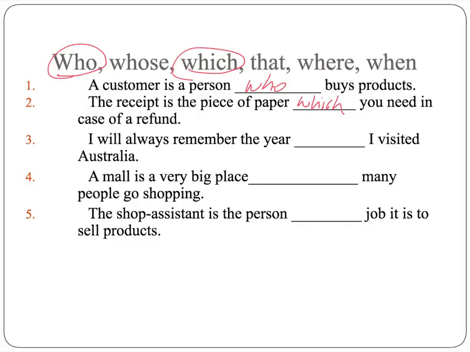Number 3, we would say, I will always remember the year when I visited Australia. In number 4, we have a mall is a very big place where many people go shopping. And in number 5, we have the shop assistant is the person whose job it is to sell products.